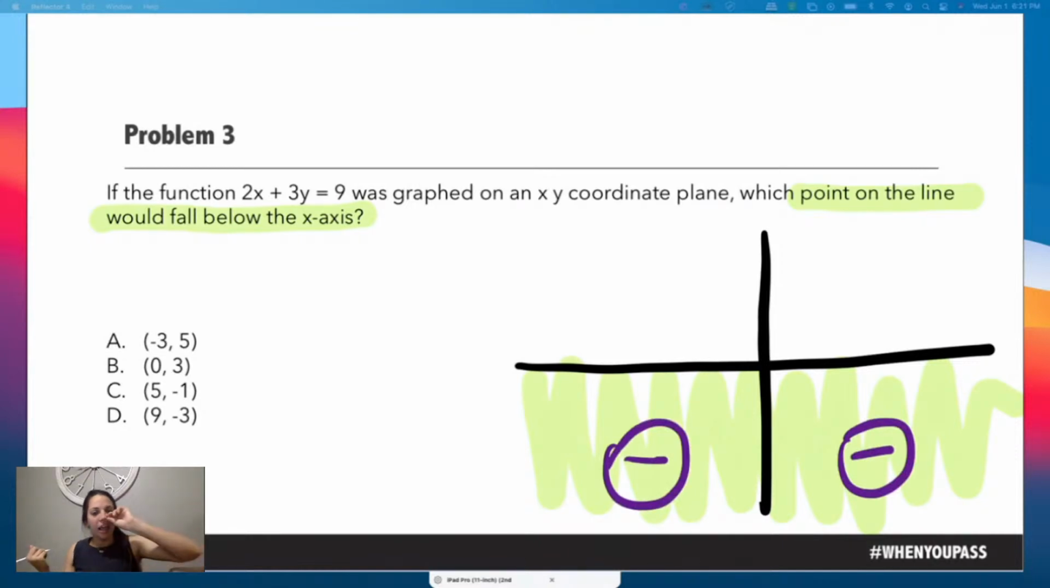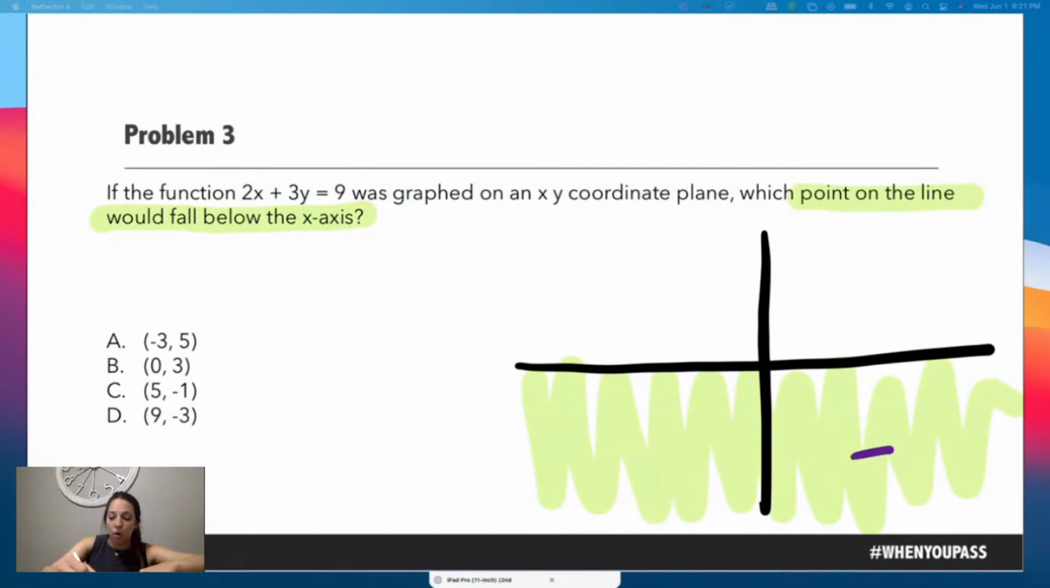Negative. If my point is falling below the x-axis, that means that my y value has to be negative. So that said, I can cross off A and B already because they have positive y values, and it does not matter if those are on this line. They're not falling under the constraints of this problem.